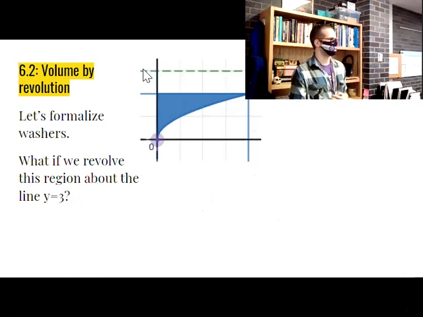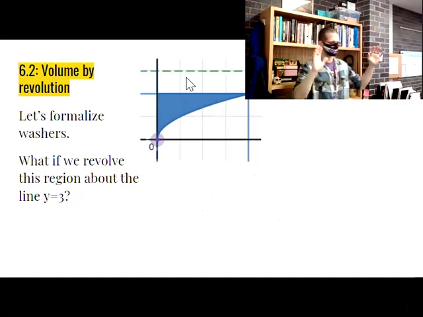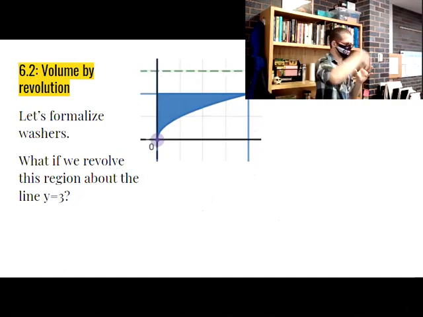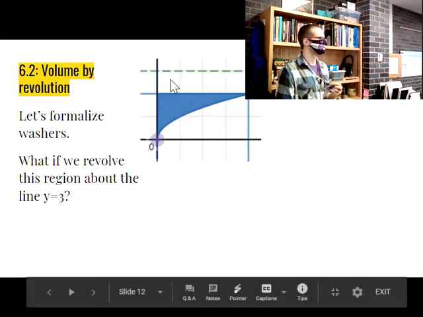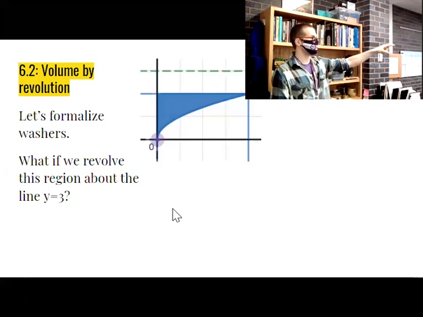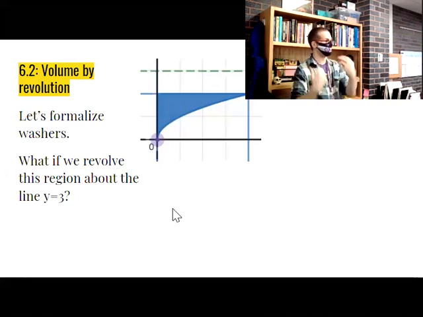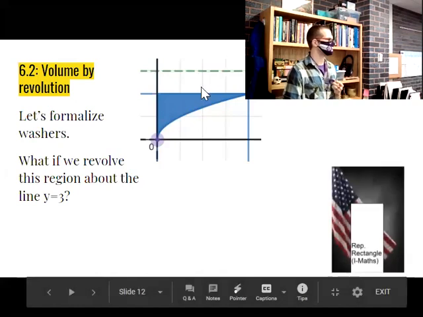What if we revolve around the line y equals 3? We're going to revolve it the other way. Now instead of a smooth cylinder with something taken out of it, it's like there's a smooth hole bored through it. Now it's just going to be the opposite: f of x minus g of x. Before we had g of x minus f of x, now f of x is the outer radius and g of x is the inner radius. But then we also have to deal with this little piece here too. So let's see how that looks.